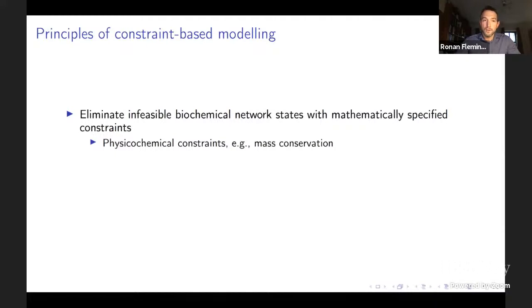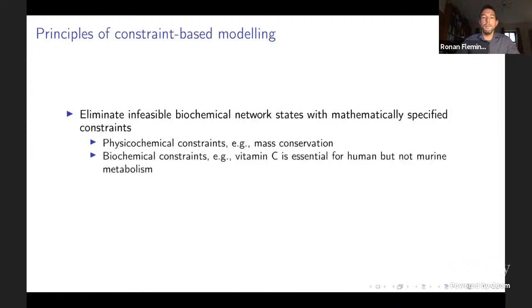In contrast, constraint-based modeling is suitable for modeling at genome scale. The principle here is to eliminate infeasible network states with mathematically specified constraints. So for example, mass conservation will be turned into a set of constraints, and then you apply those to eliminate possible network states that are incompatible with known physical, chemical, or biochemical principles. For example, a biochemical constraint might be that vitamin C is essential for a human biochemical network, but not for a mouse biochemical network.